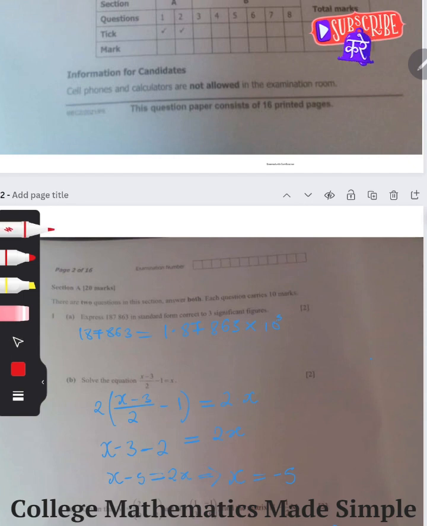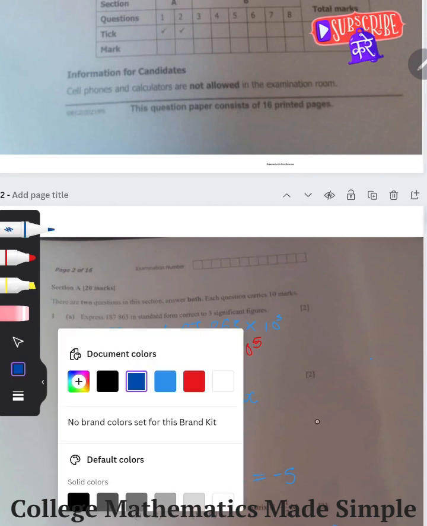Now, for 3 significant figures, we want only 3 numbers. So we have 1.8. Now, 7, the number after 7 is 8, which is more than 5. So we borrow 1 and add to 7, which is 0.8, giving 1.88 multiplied by 10 to the power 5. Okay, so this number is in its standard form, correct to 3 significant figures.